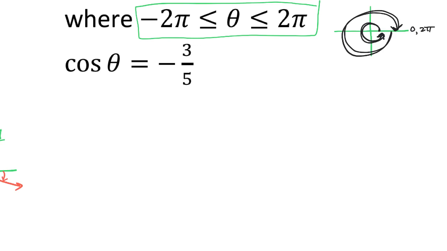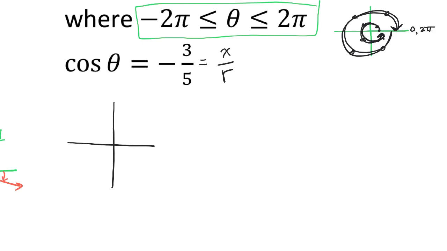So that means that we're going to end up with 4 solutions, because wherever our 2 terminal arms are, we're going to have 2 solutions in each of those quadrants, right? Okay, the positive trip around and the negative trip around. So again, I start by drawing a diagram. So cos of theta is negative 3 over 5. I know that cos is x over r.